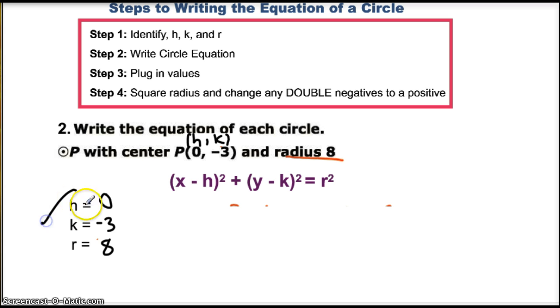Step 1, done. Step 2, write out the general formula. Boom, did it for you. You're welcome. Step 3, plug in the values. So let's look at this.